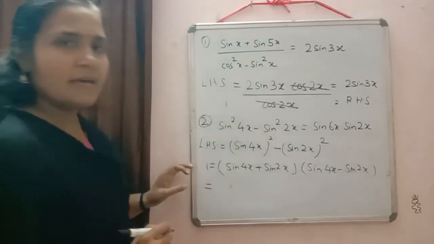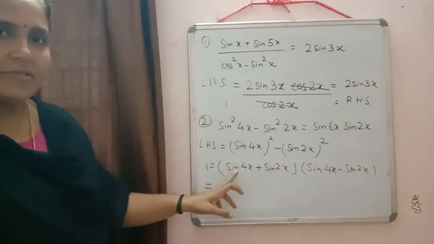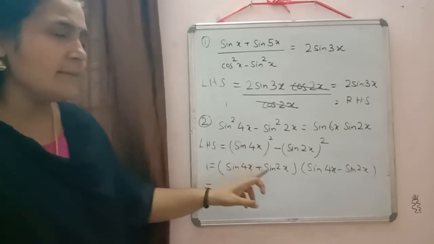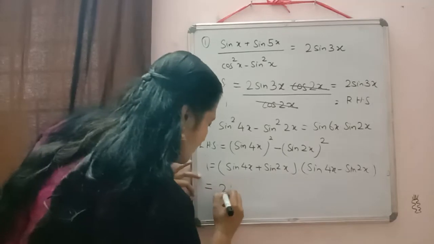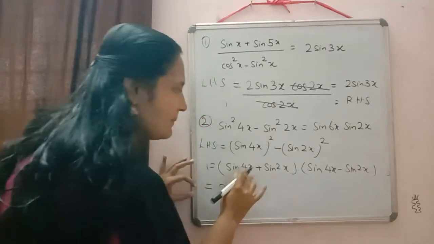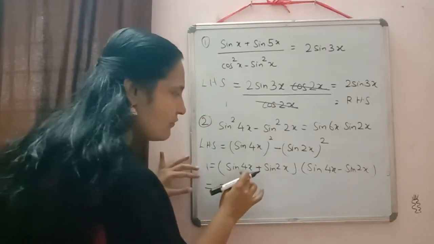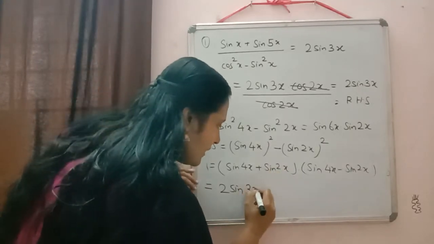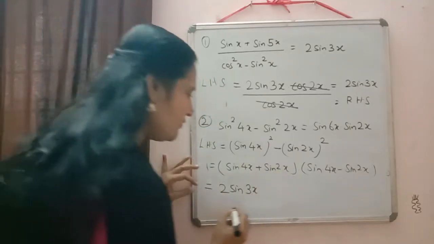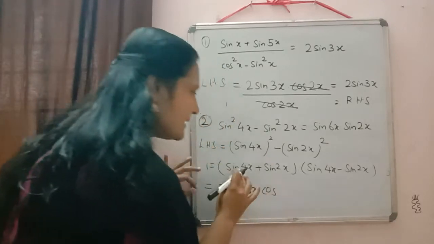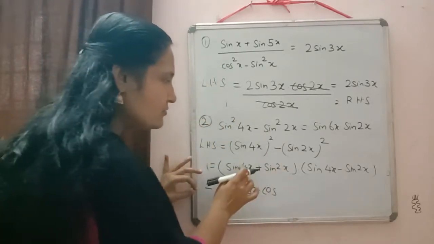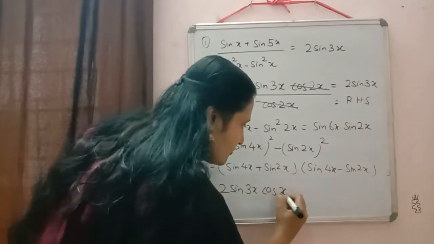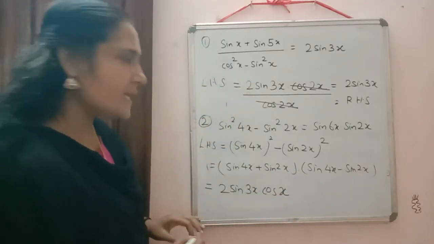Now which formula we can use? Yes, we can use sin c plus sin d. What is sin c plus sin d? 2 sin c plus d by 2. So 4x plus 2x, 6x by 2 will be equal to 3x into cos c minus d by 2. So 4x minus 2x, that will be equal to 2x by 2. Then we will get here cos x.